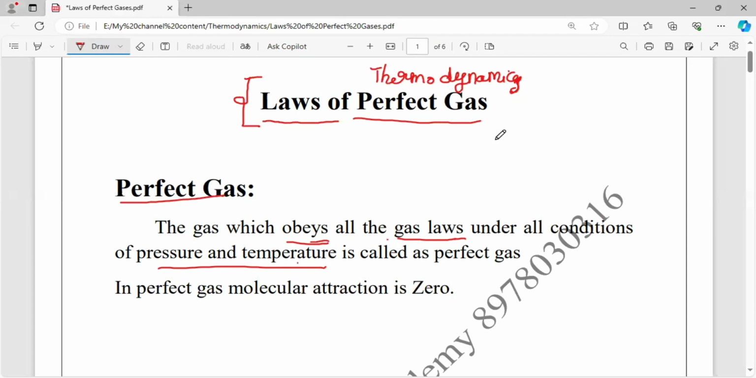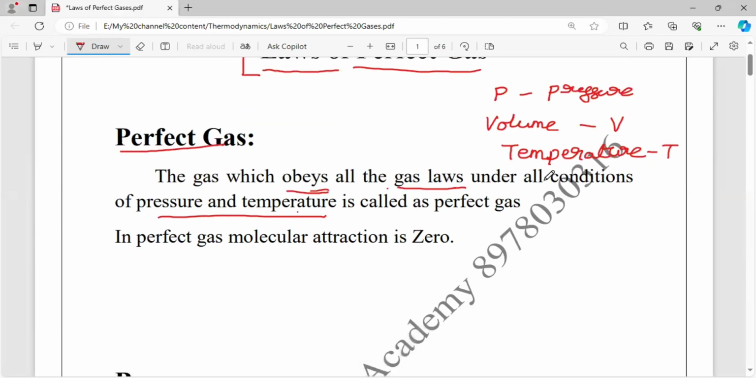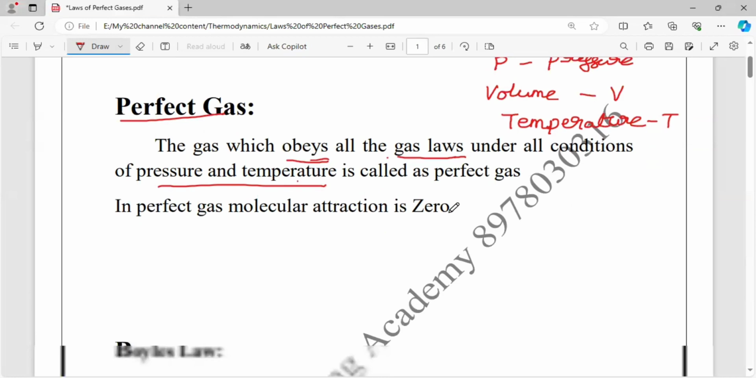In this topic, we discuss three terms: pressure, volume, temperature. Volume is represented by capital V, temperature by capital T. So the gas which obeys all the gas laws under all conditions of pressure and temperature is called a perfect gas.